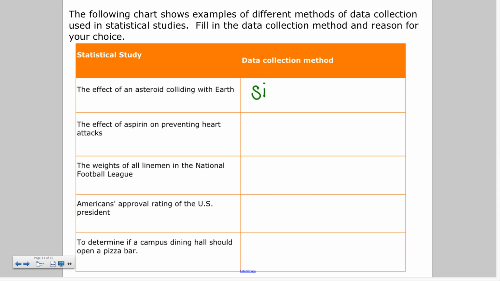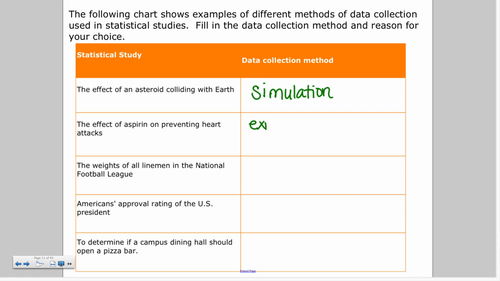We can use a simulation to figure out what would happen if an asteroid ever hit the Earth, okay? It would be computer animated. Of course, it's not going to be exact. It's not real. We can't predict everything that's going to happen if it was to happen, but we could kind of know, right? So the effect of aspirin on preventing heart attacks.